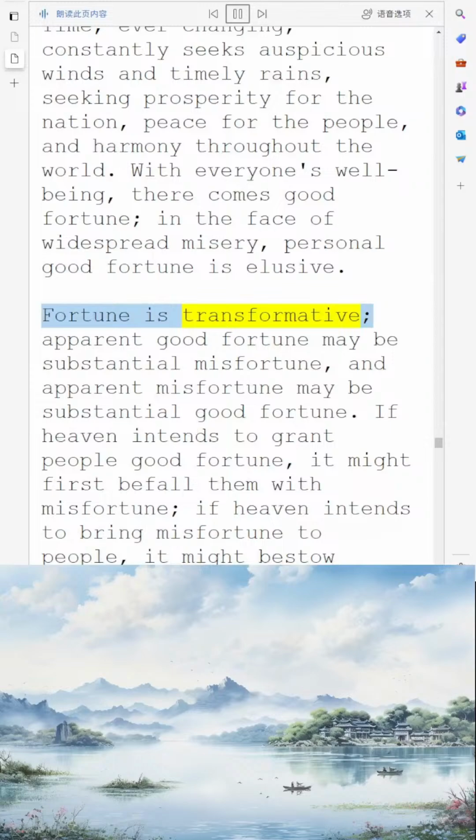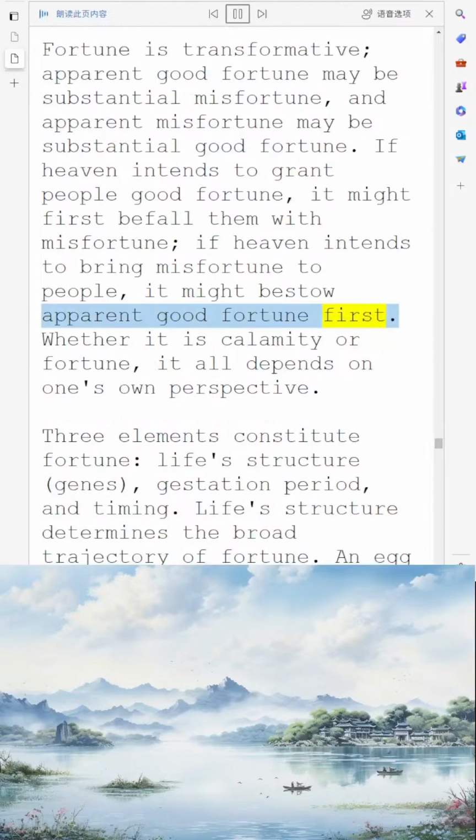Fortune is transformative. Apparent good fortune may be substantial misfortune, and apparent misfortune may be substantial good fortune. If heaven intends to grant people good fortune, it might first befall them with misfortune. If heaven intends to bring misfortune to people, it might bestow apparent good fortune first. Whether it is calamity or fortune, it all depends on one's own perspective.